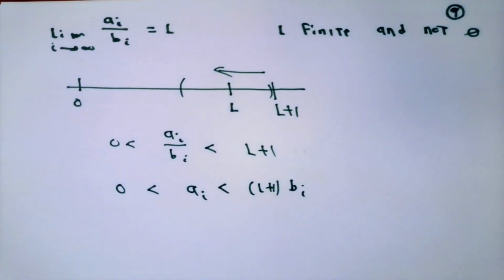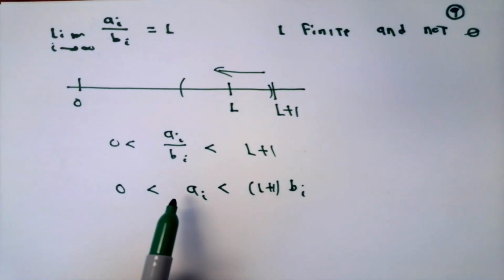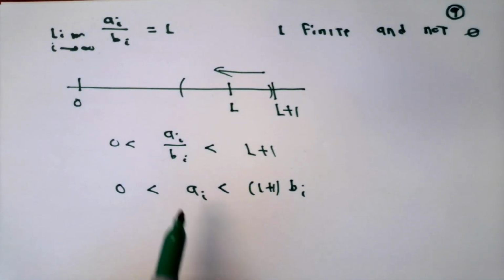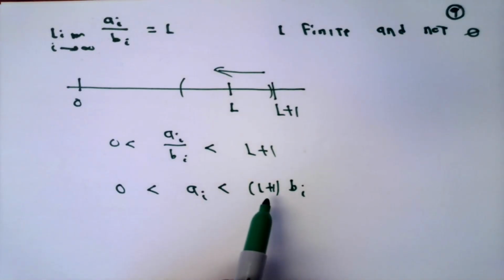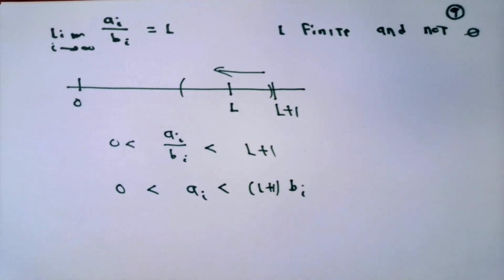And then we can apply the direct comparison test. If the sum of the b_i's converges, then so does a constant times the sum of the b_i's. The direct comparison test tells me that the sum of the a_i's converges. On the other hand, the logical contrapositive of that is if the sum of the a_i's diverges, then the sum of the b_i's diverges, and we have half of our result once again.